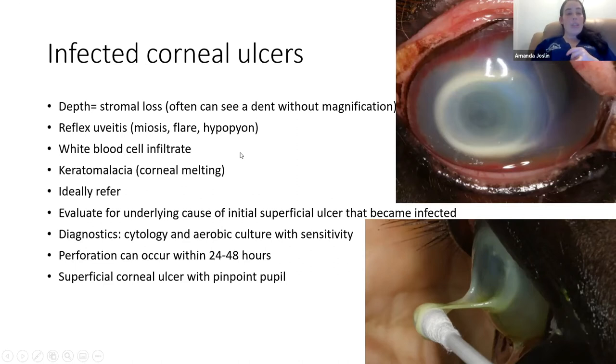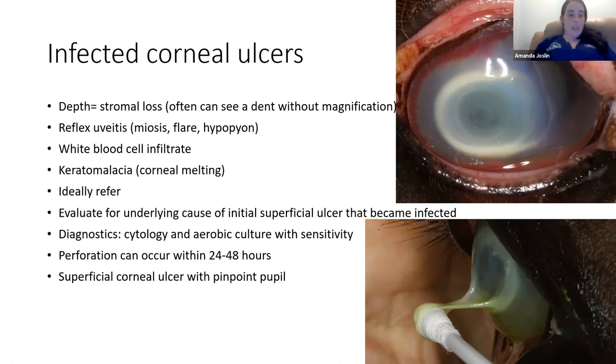You usually get reflex uveitis, you get a small pupil, you get inflammation in the eye and white blood cells in the eye, and then also white blood cell infiltrate around it, so a white discoloration. You get this melting coming off of it. I mean, technically you can refer these, but you should definitely start treatment for an infected ulcer. We should always evaluate what the underlying issue was: if it was a superficial ulcer that became infected, or was it just that this was a traumatic infected ulcer?